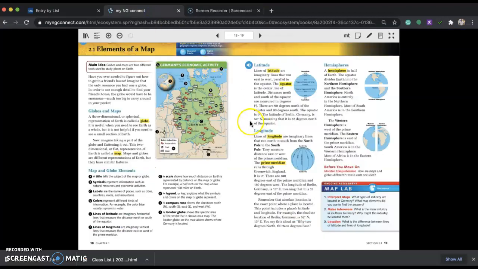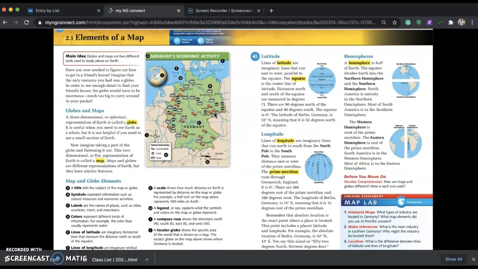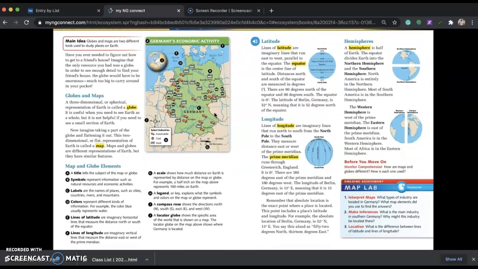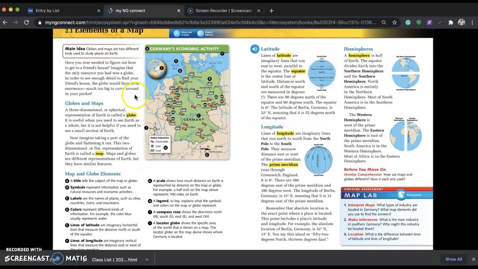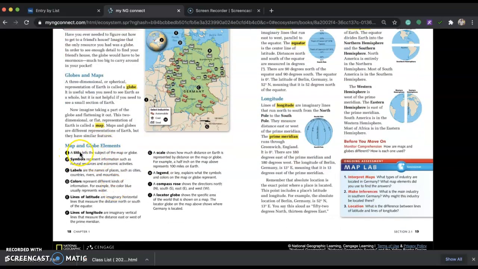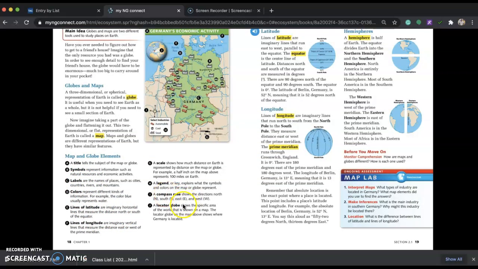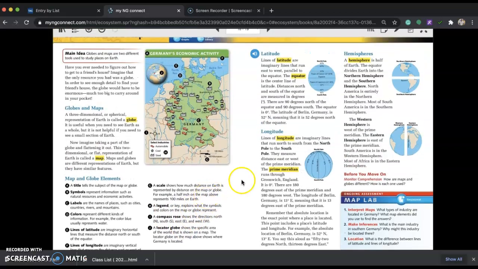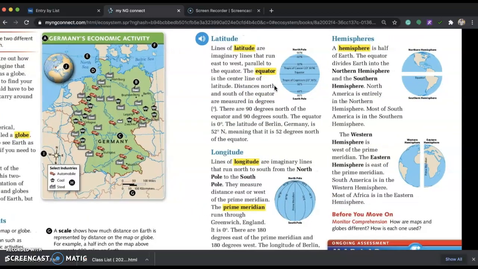All right, my friend. So this is part two of our quiz review. We just want to go over some chapter one terminology, go over a couple other things, and then we will move forward with the quiz. Yesterday we went over certain map projections and things like that. We went over what a title was, symbols, labels, colors, lines of latitude, lines of longitude, a scale, legend, and compass rose. Again, we're just going to quickly go over this really fast.